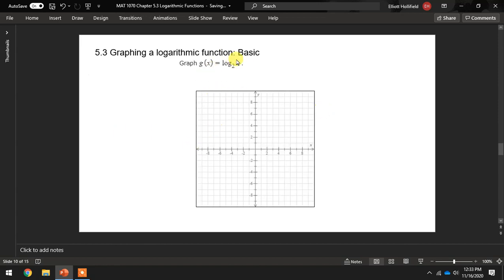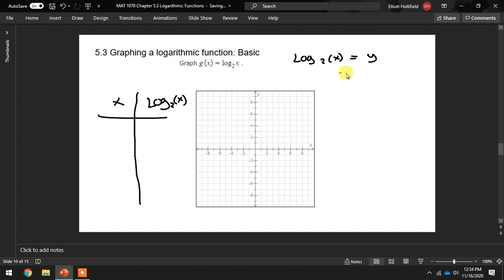Let's try another example where we determine the graph of this logarithmic function. Again, the difficult part is to determine what x's should we plug in to get a few points on our graph. And the trick is to use the correspondence between the exponential and the logarithmic. Log base 2 of x is equal to y if and only if x is equal to 2 raised to the y power.